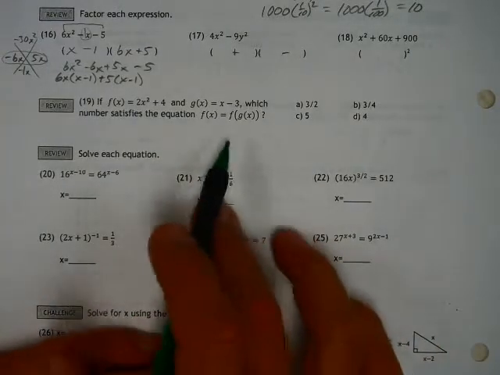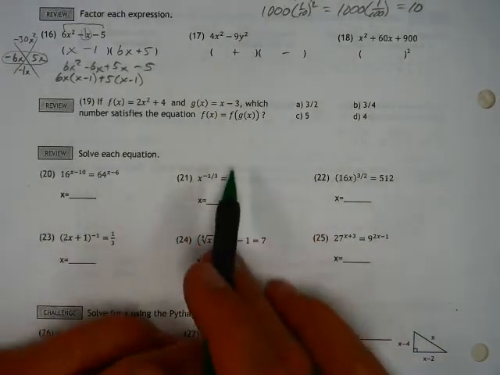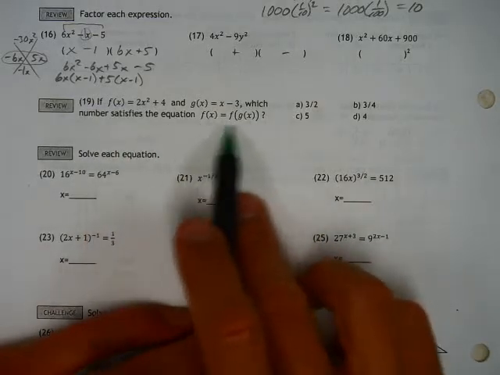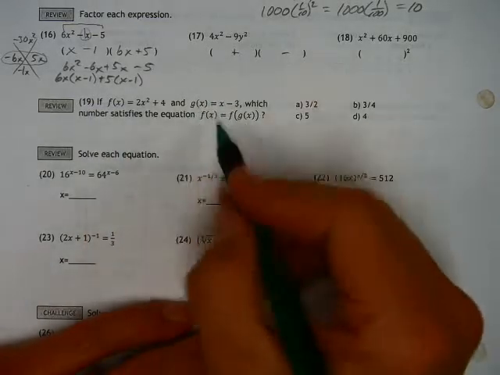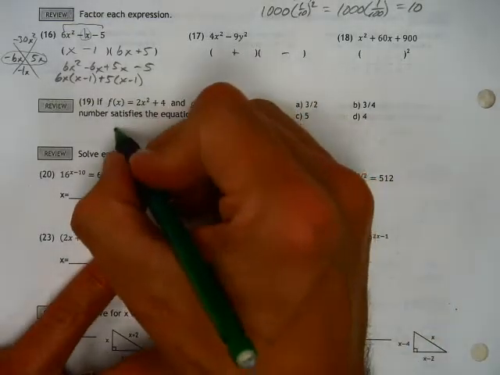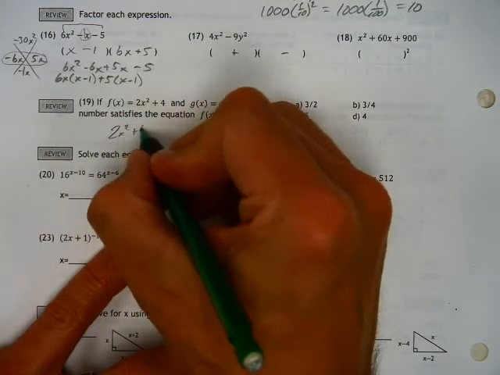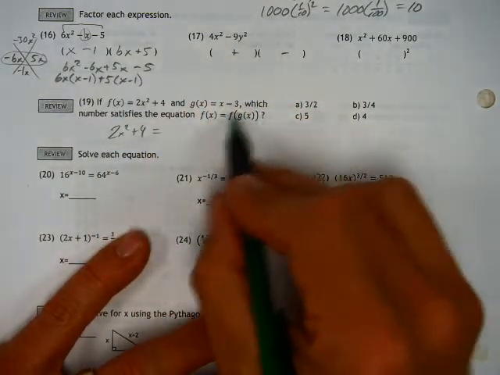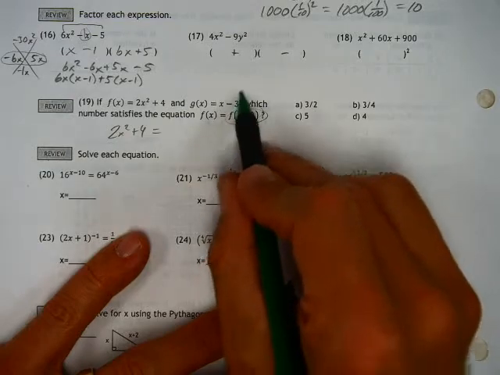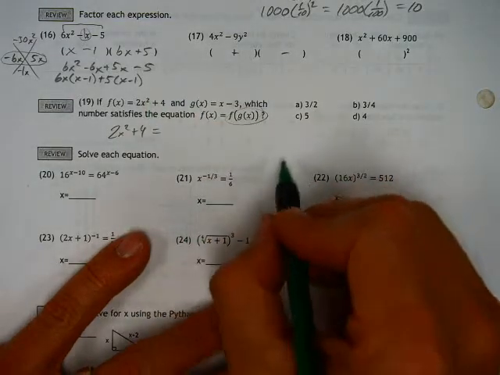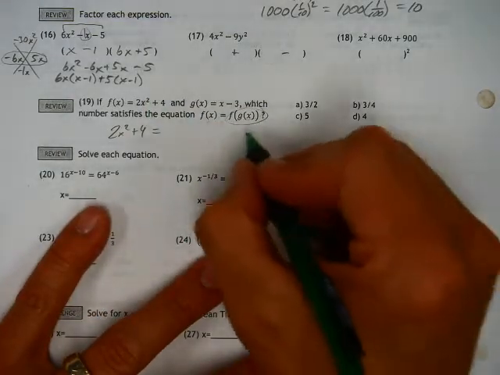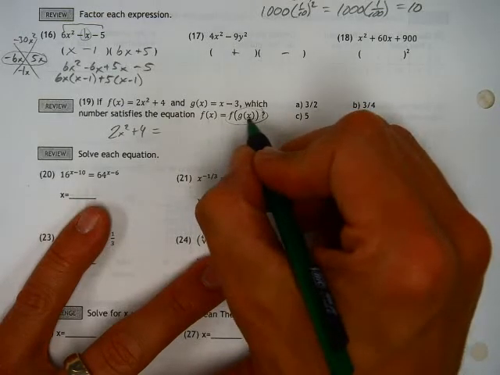This one's kind of an interesting question, because which number satisfies this equation? Well, we need to create an equation that's going to have f of x on one side, 2x squared plus 4, and it's going to equal another equation that we get when we plug this equation into that equation. That's going to take some doing. It's a little bit more than it initially looks.